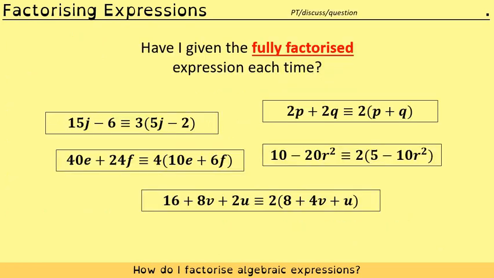Here's another little question for you to have a go at. So I want you to decide for each of these 5 questions, so 1, 2, 3, 4, and 5, have I given the fully factorised expression each time? Pause the video now and you can maybe write down 1, 2, 3, 4, 5 and just put yes or no or tick across. So pause the video now and have a go.